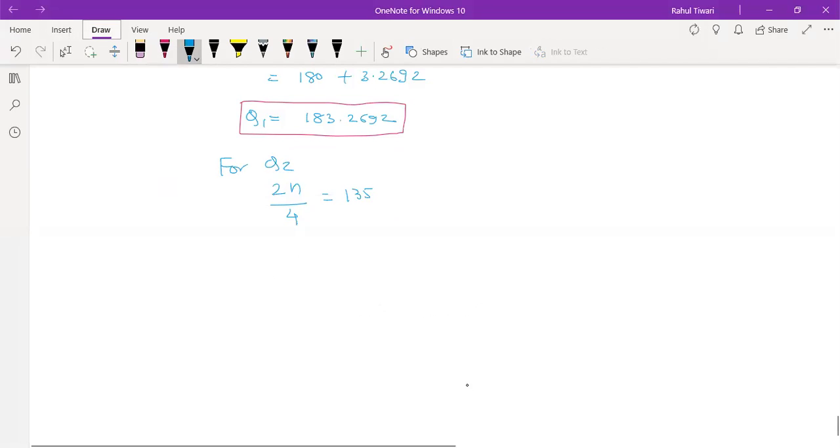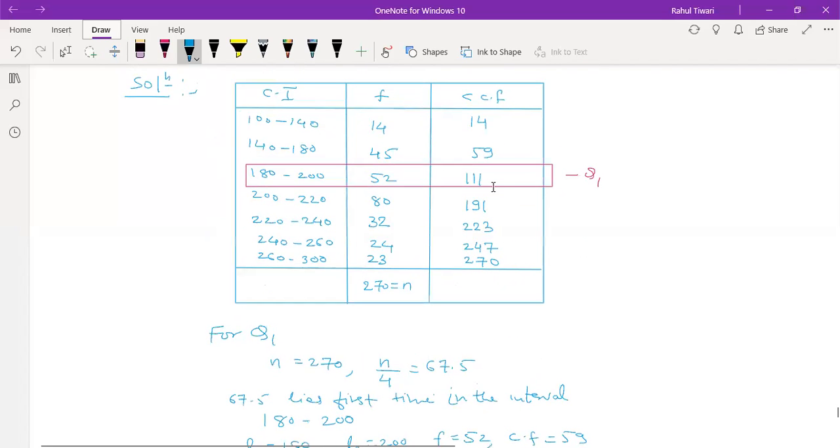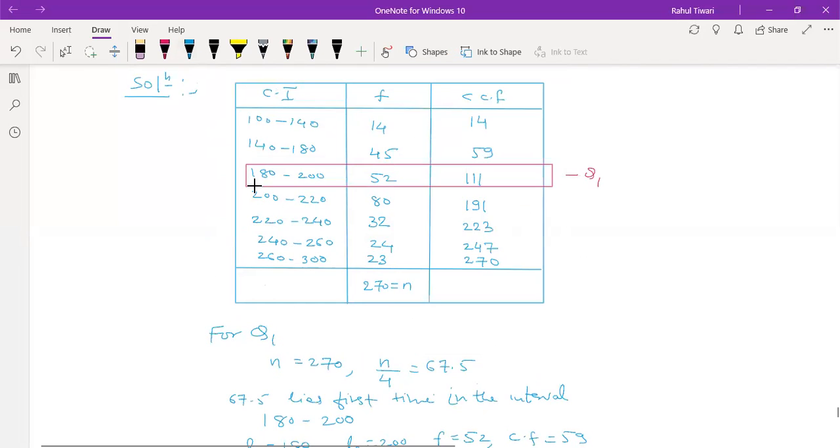So you may get that interval, which is 200 to 220. So you can get Q2, which is 200 plus 220 minus 200 and 135 minus CF. So CF, this time your interval is this one, right? For Q2 you need to get it from this interval. So your CF will be 111. I think this is the interval in this case.